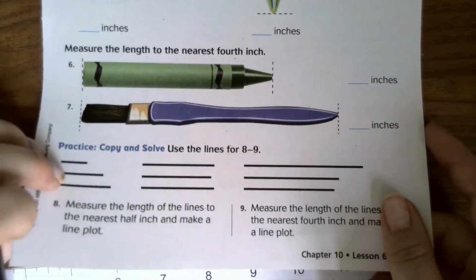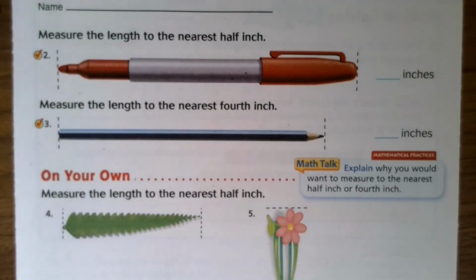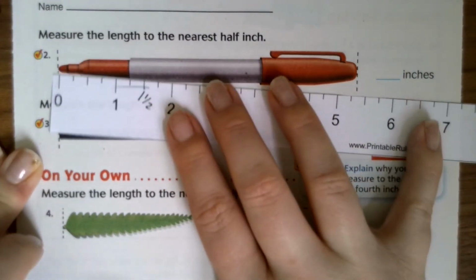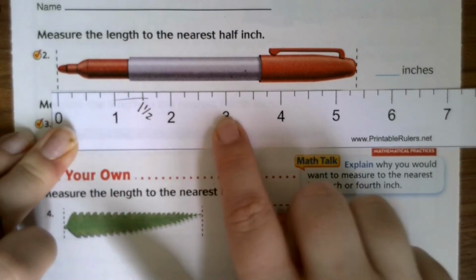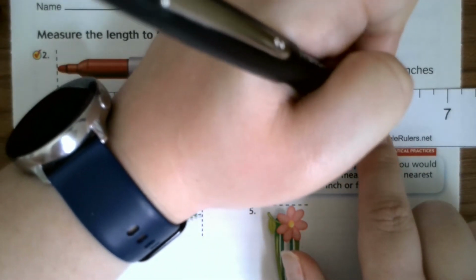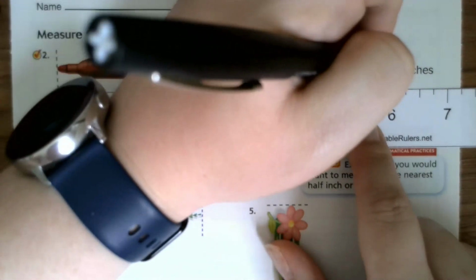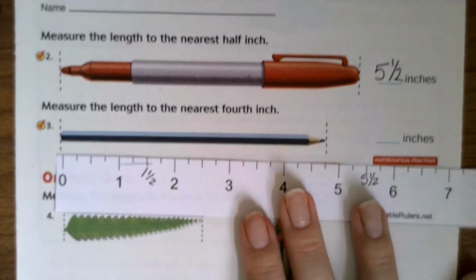Alright, we'll do a few more, and then I want you to try some on your own. It says measure the length to the nearest 1/2 inch. So I'm going to line up my ruler. So we've gone 1, 2, 3, 4, 5 inches. And then here's half. So is it closer to 5 or closer to 5.5? 5.5 inches.